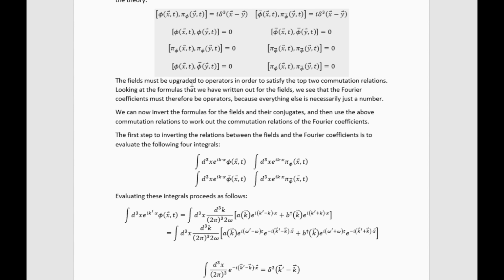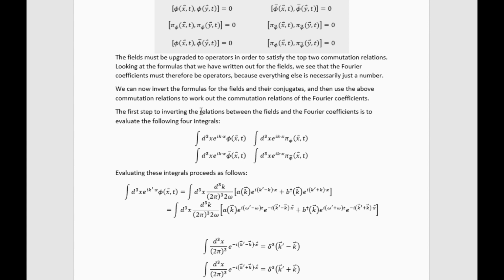The fields must be upgraded to operators in order to satisfy the top two commutation relations. Looking at the formulas that we have written out for the fields, we see that the Fourier coefficients must therefore be operators because everything else is necessarily just a number. We can now invert the formulas for the fields and their conjugates, and then use the above commutation relations to work out the commutation relations of the Fourier coefficients.